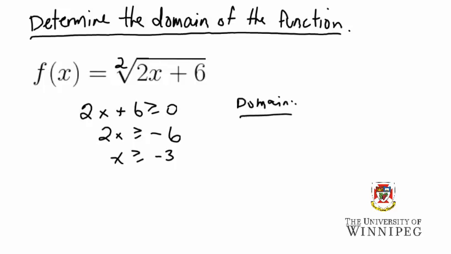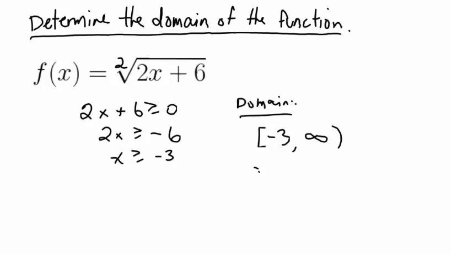This means that if we want to write our domain in interval notation, we're going to start at negative 3. I'm going to put a square bracket here because I'm allowed to include the value of negative 3, and we're allowed to go all the way up to positive infinity. And if you want to see this in set notation, this is the set of all x values satisfying x is greater than or equal to negative 3.